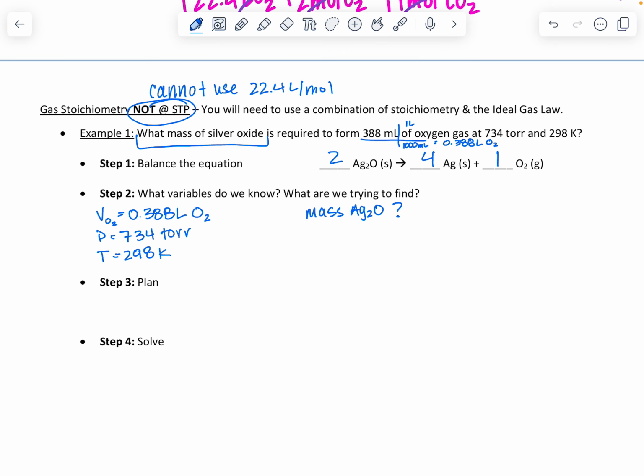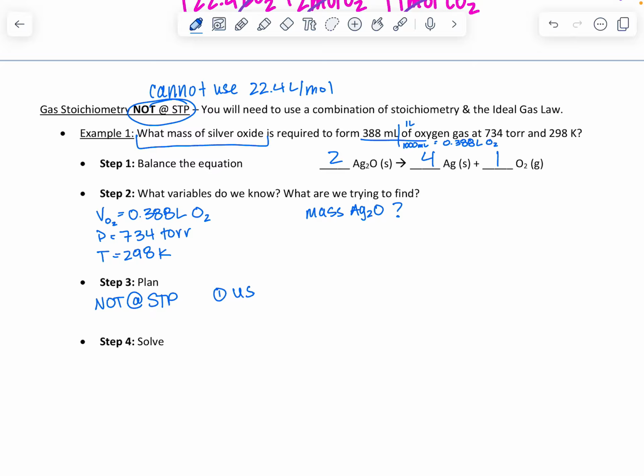Well, we use the ideal gas law. Remember that we are not at STP, so we cannot use 22.4. So the first step is we need the moles of oxygen. How many moles of oxygen are we going to form? Because we can never compare substances unless we're in moles. So when in doubt, go to moles for anything.